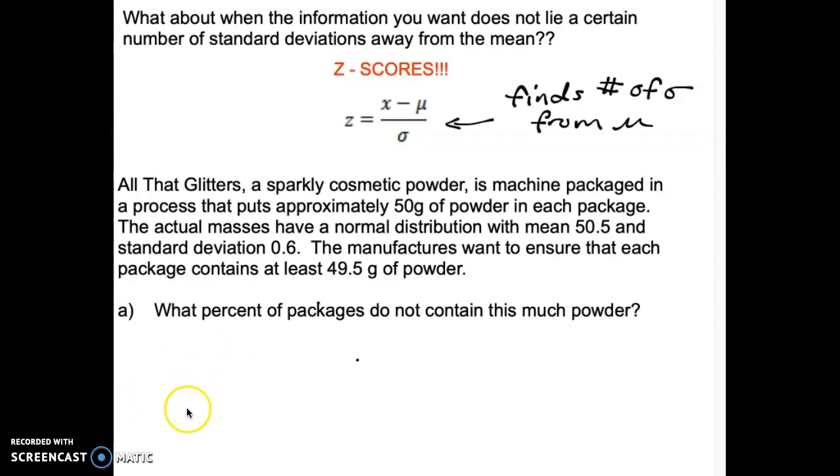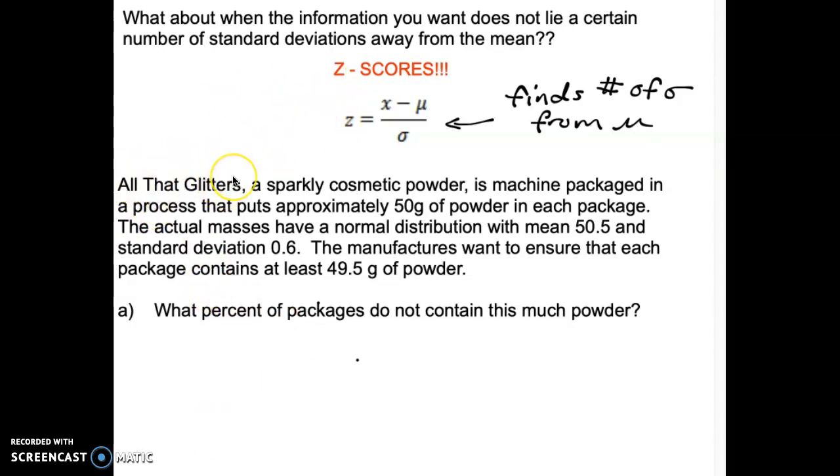So what about when the information you want does not lie an exact number of standard deviations away from the mean? That's when we use z-scores. Remember from last unit, we calculated the z-score by doing x, our data point, minus the mean, divided by the standard deviation. What this gives you is the number of standard deviations you are from the mean. So we'll do an example here to see how that's useful.